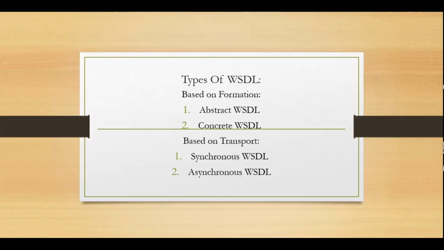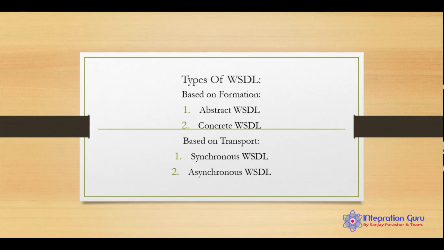So, an abstract WSDL is a WSDL which does not have the endpoint URI, or in other words, we can say which does not have the location of that particular WSDL. That WSDL can be termed as an abstract WSDL. And the second is concrete WSDL. That means if a WSDL has its own endpoints inside it, then that WSDL can be called a concrete WSDL. So that's based on the formation of that WSDL, how we create a WSDL. We can create abstract and concrete.